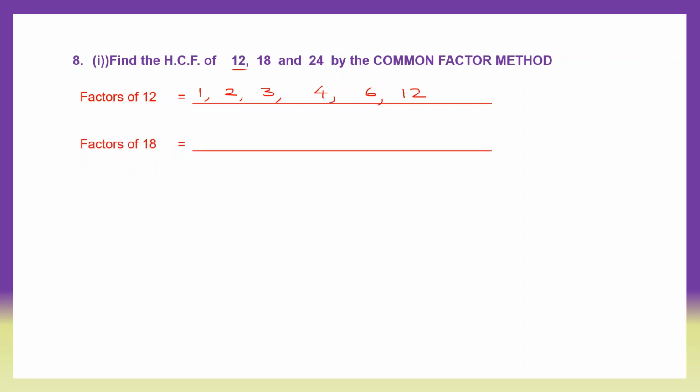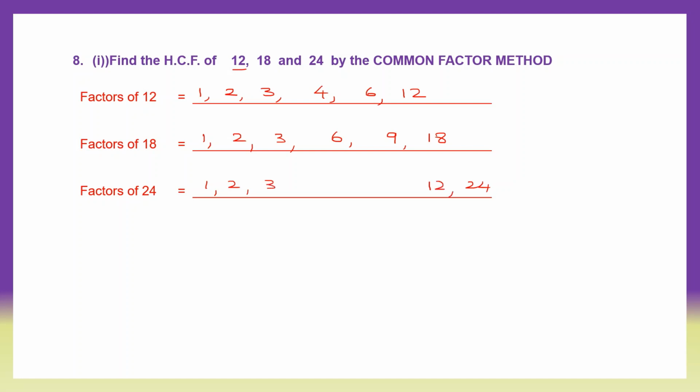Now let's get the factors of 18. Again, starting with 1. 1 into 18 is 18. Then 2. Yes, 2 9s are 18. What about 3? 3 6s are 18. So we've got all the factors of 18. Now factors of 24. 1 into 24 is 24. Then 2. 2 into 12 is 24. What about 3? 3 8s are 24. And then we have 4. 4 6s are 24. So we've got all our factors and I've put them in ascending order, small to big.